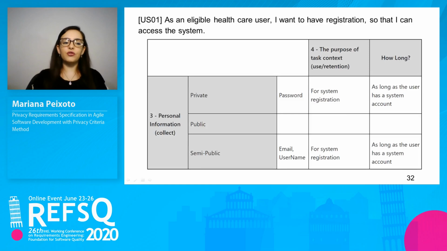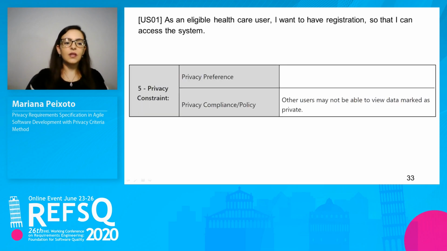After that, you should consider the specification of personal information. Here we have private information, password, and semi-public information, email and username. The context for the above information is for system registration. And how long? As long as the user has a system account. After that, you should consider the constraint. Here we just have privacy compliance, where the user may not be able to view data marked as private.